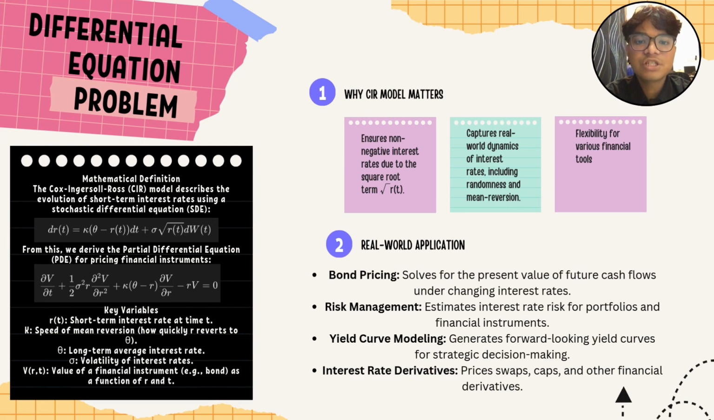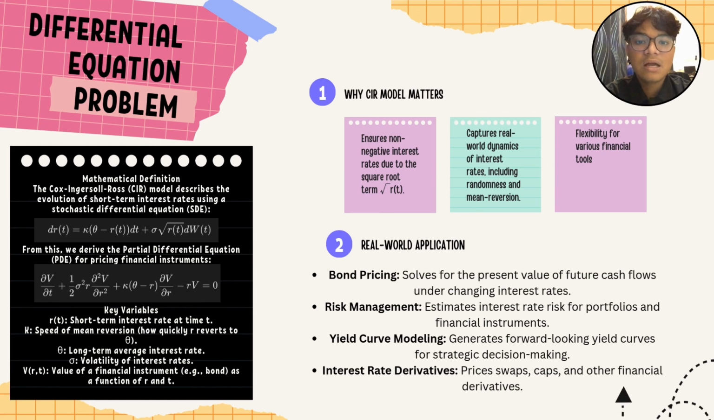The interesting feature of the CIR model is the square root term. This ensures that the interest rate can never drop below zero, which is a major limitation of some older models like the Vasicek model. Okay, when we use the CIR model to price financial instruments like bonds, we translate it into a partial differential equation, or PDE, for the bond price, which can be shown below. This equation combines the time derivative, randomness through volatility, and interest rate dynamics.